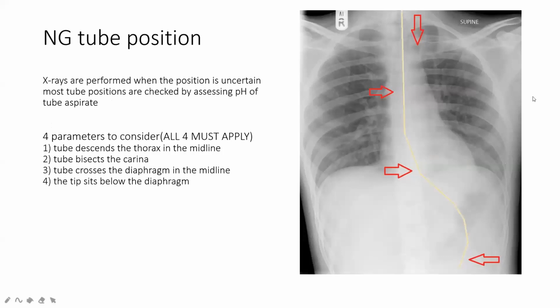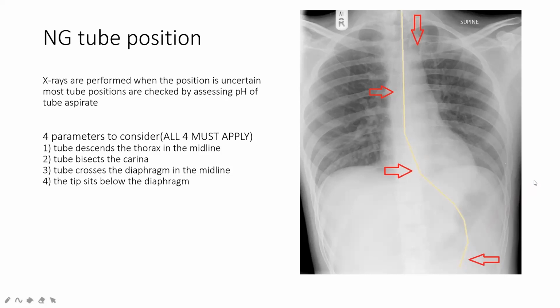There are 4 parameters that we need to consider when we are assessing the position of NG tubes, and all 4 of them must apply. So the first one is the NG tube should pass through the midline, through the thorax. Then it should bisect the carina and not change course, okay? As if it doesn't care about the carina at all. So it should just go straight down at that point. Then it should go through the diaphragm in the midline. Then you should be able to see the tip of the NG tube underneath the diaphragm.